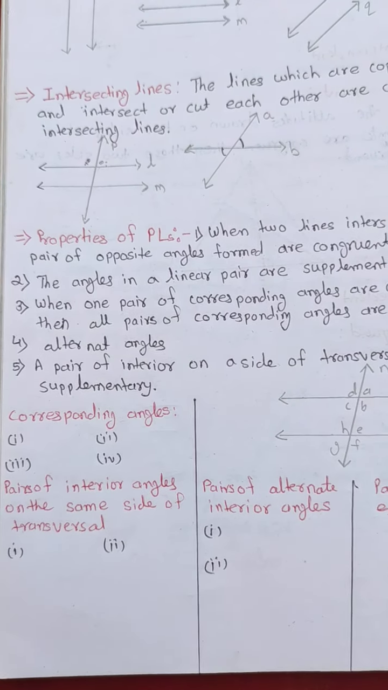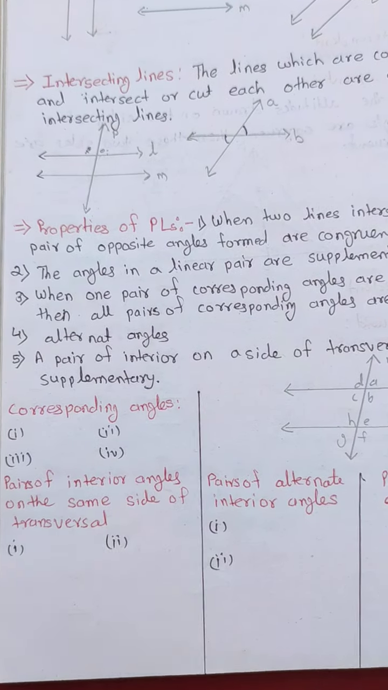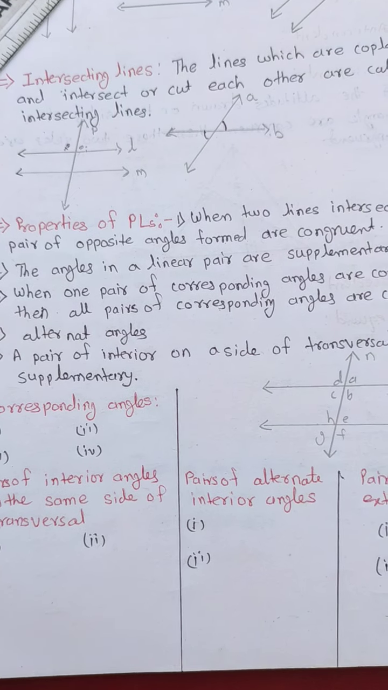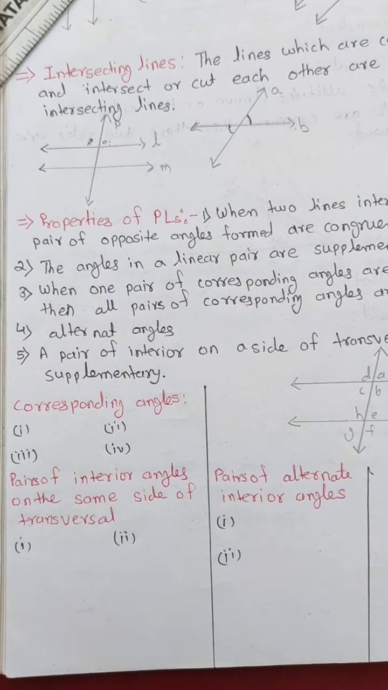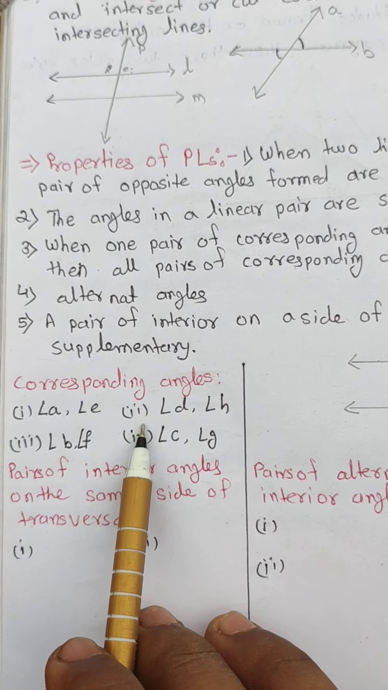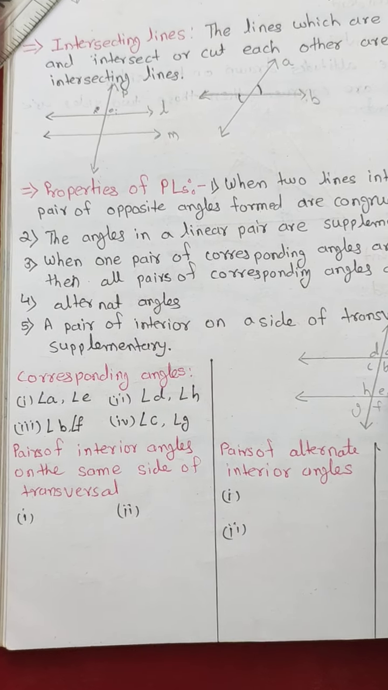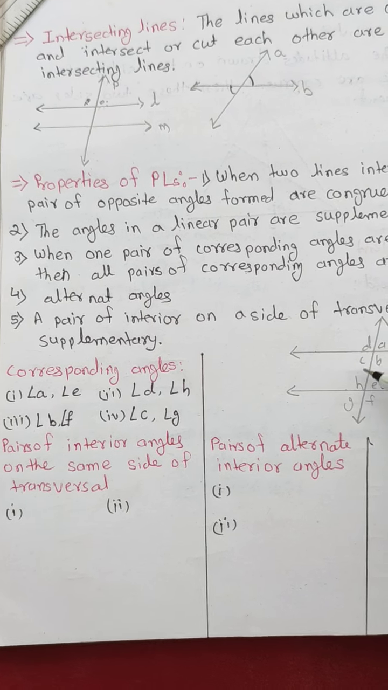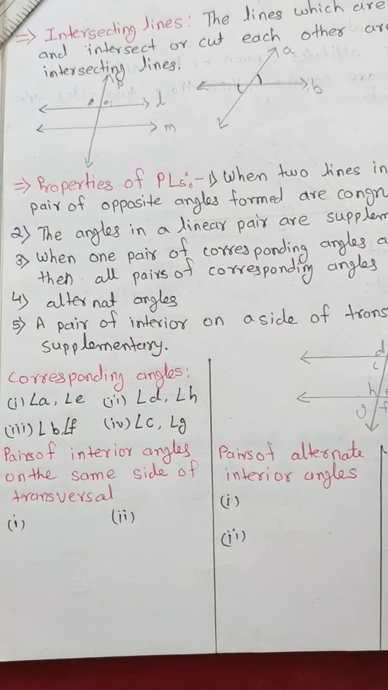If a transversal line intersects two parallel lines, there are four pairs of corresponding angles. Like here, first pair is, let me write and show you. See, angle A and angle E. See from the diagram, angle A and angle E are corresponding angles. Second one D and H. Third one C and G. And the next one B and F. These four are the corresponding angles.